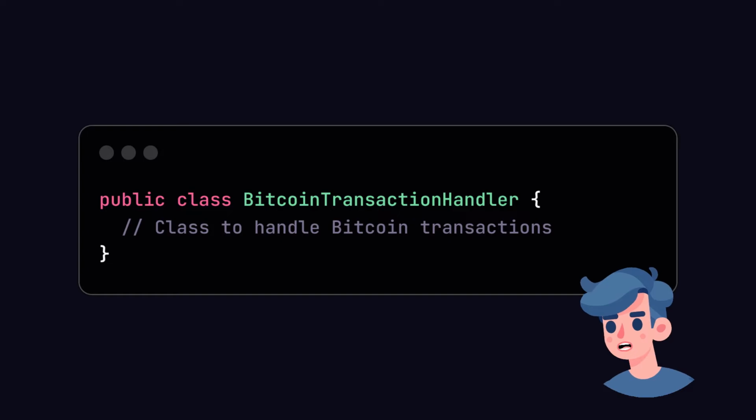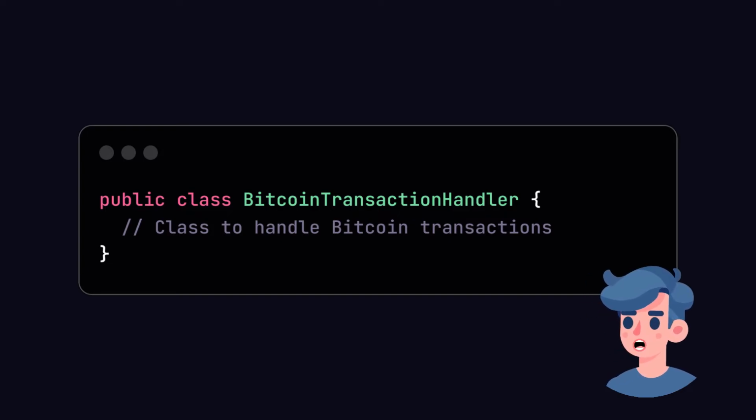Let's create a basic Java application structure. We'll create a class named BitcoinTransactionHandler. This class will contain our methods for managing Bitcoin transactions.